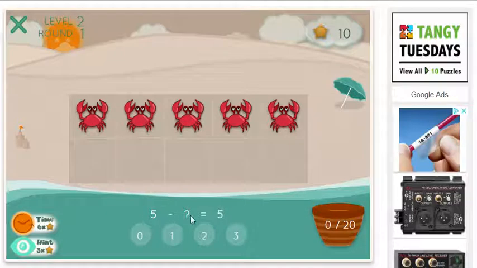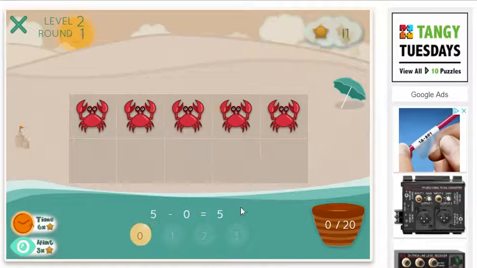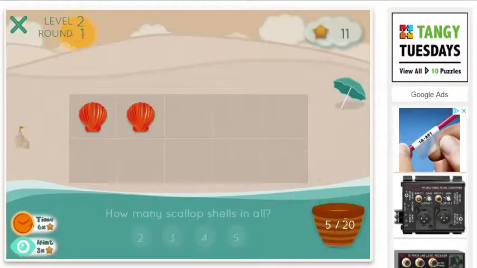So now we have a new equation, 5 minus what equals 5. So that becomes a little bit harder here. We can see that we have 5 crabs. How many would we have to take away to get to 5? We can see that if we take some away, we wouldn't have 5 left, so our answer is 0. And then we collect those crabs, and this is where our running total continues. So you're going to see a lot of questions that are very similar.